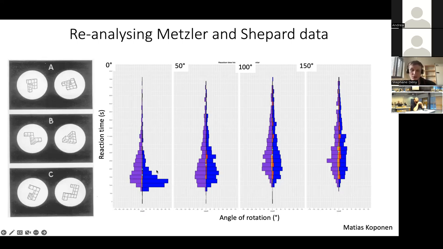This is kind of interesting. We don't really know why that is. But the second interesting thing about those histograms is how wide they are. For instance, here for the highest possible angle tested, 150 degrees, you see how there are some very fast reaction times that are actually pretty close to the fastest reaction time when the objects are upright.